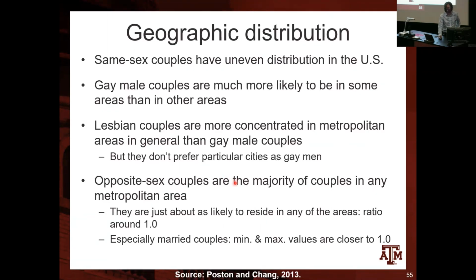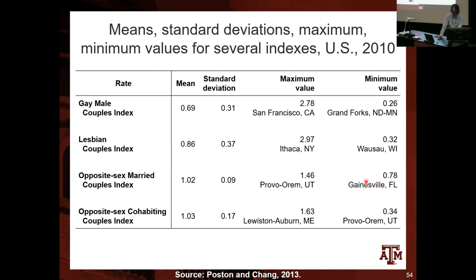Opposite sex couples are the majority of couples in any metropolitan area. They are just about as likely to reside in any of the areas, so the ratio is around 1 unit. Especially married couples, the minimum and maximum values are closer to 1 unit, and that's what I explained here, okay?